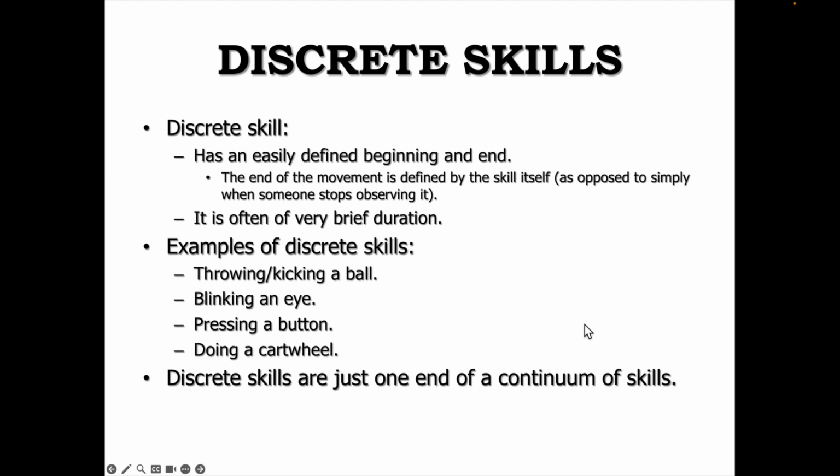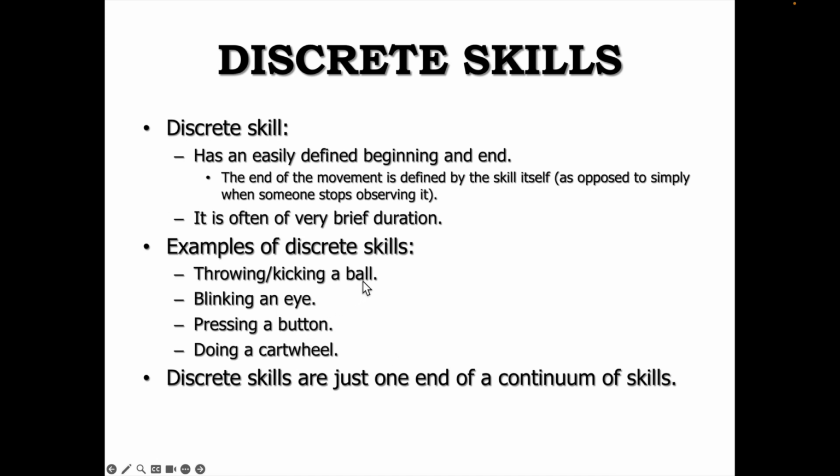Another category of skills includes discrete skills. With discrete skills, they have a specified beginning and a specified end. Oftentimes discrete skills are of very brief duration. Here are some examples of discrete skills.